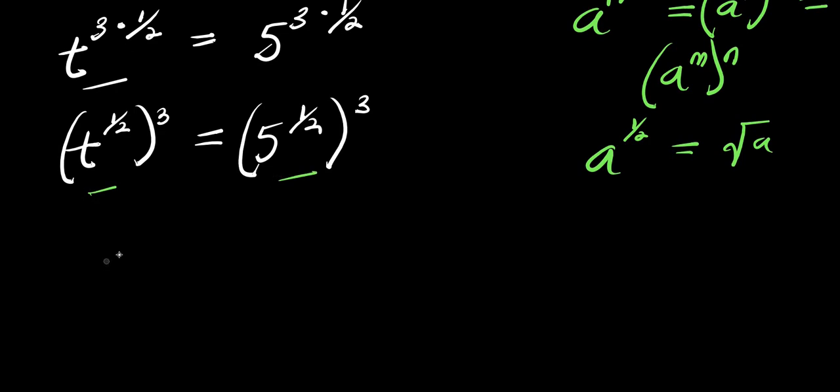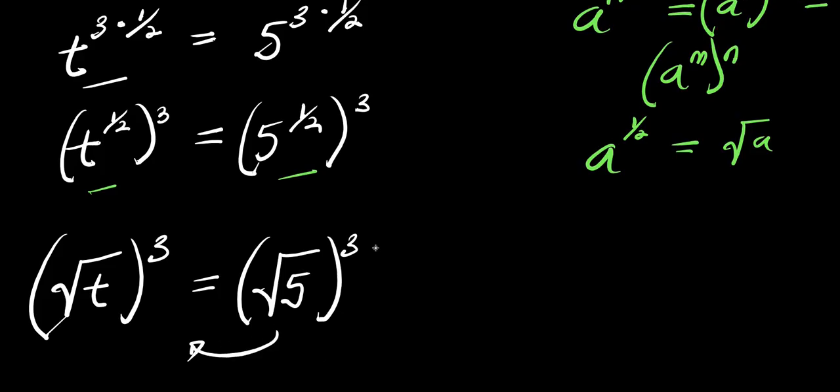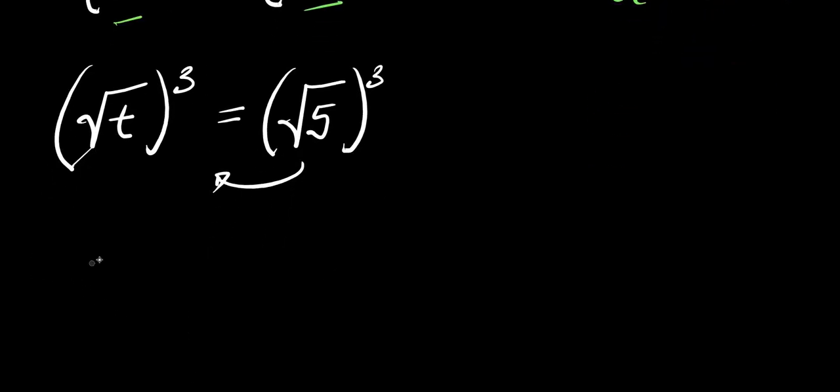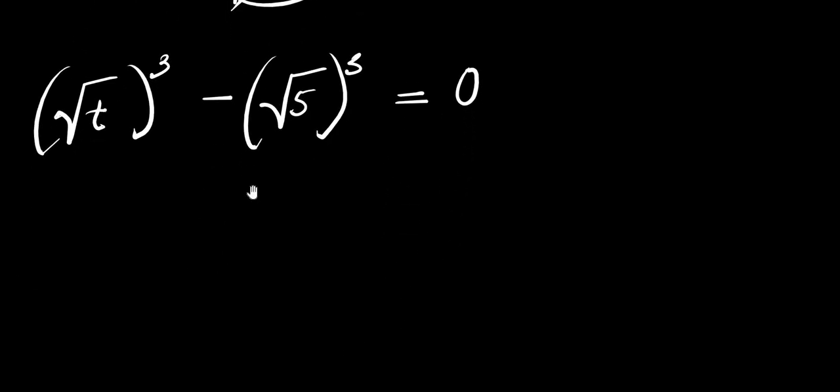That means we have square root of t to the power of 3 equals square root of 5 to the power of 3. I can decide to move this over here, and this will give me square root of t to the power of 3 minus square root of 5 to the power of 3 equals 0. Now it's time to solve this problem.